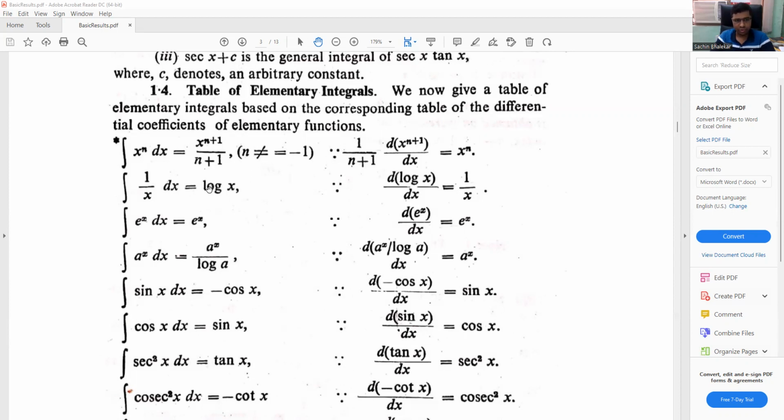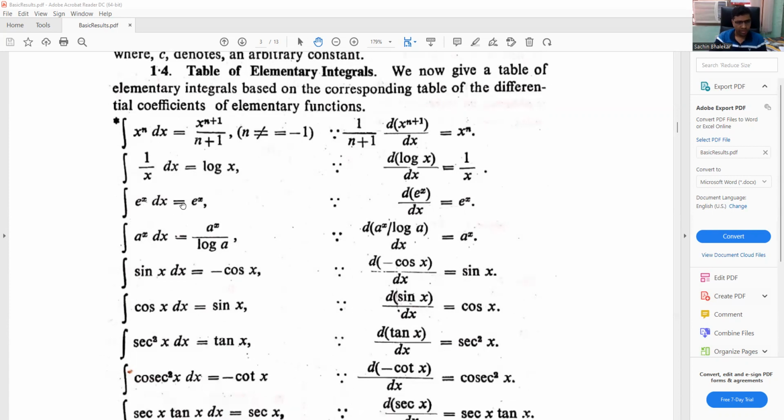So what if n equals minus 1? Then our function will be 1 upon x. So the next formula is integral of 1 upon x is log of x, and it is derived from the derivative of log of x being 1 upon x. Note that we are not writing plus c here. Usually when we take integral of 1 upon x, we write log of x plus c.